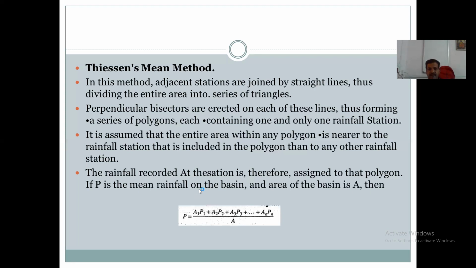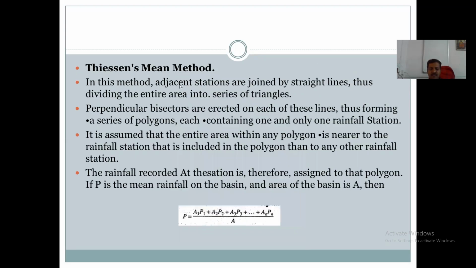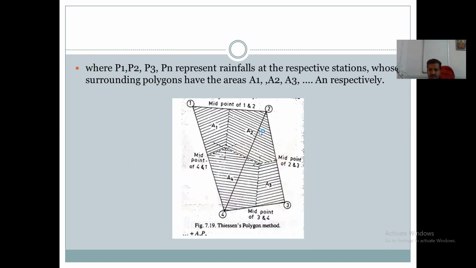In this way, the average rainfall of the entire area is calculated. So this method is called the Thiessen polygon method. याला काय म्हणायचं? Thiessen polygon method.